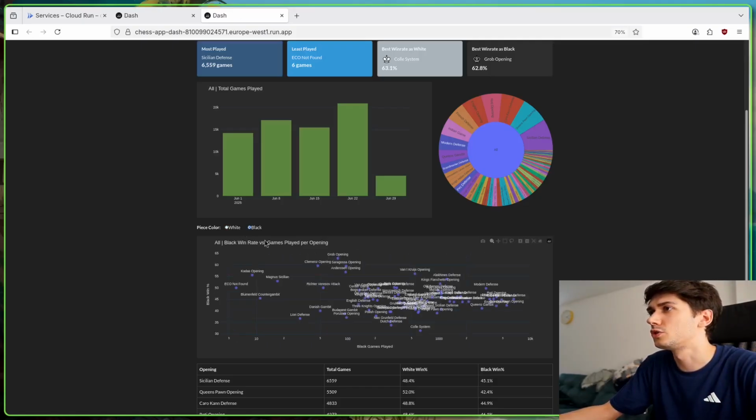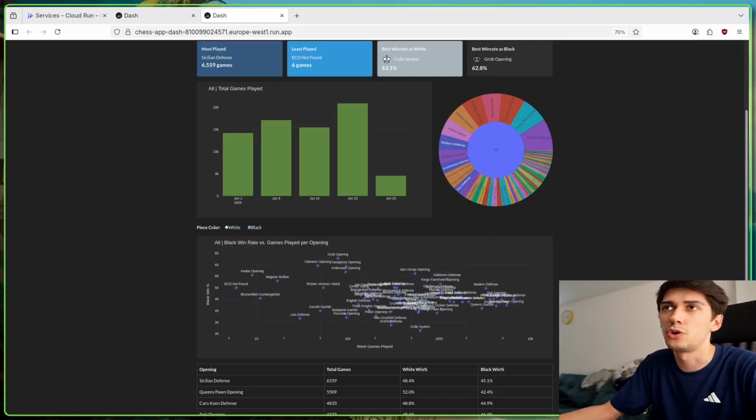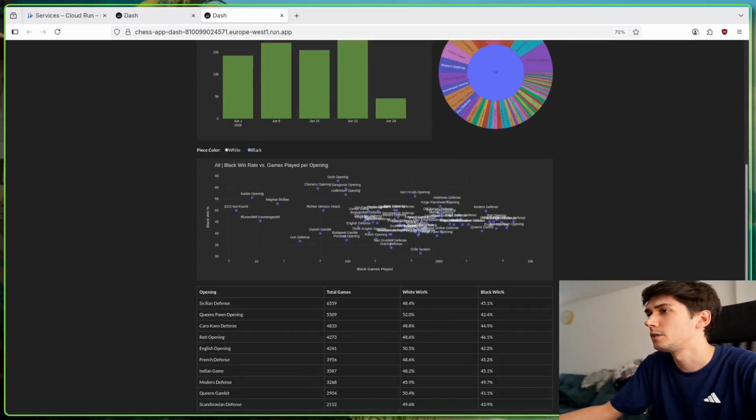You could also filter to the black pieces to find all the best openings for black, which is just going to be an inversion of the win rates as white. And then lastly, you got a table here to show you the most games played with the relative win rates as white and black.